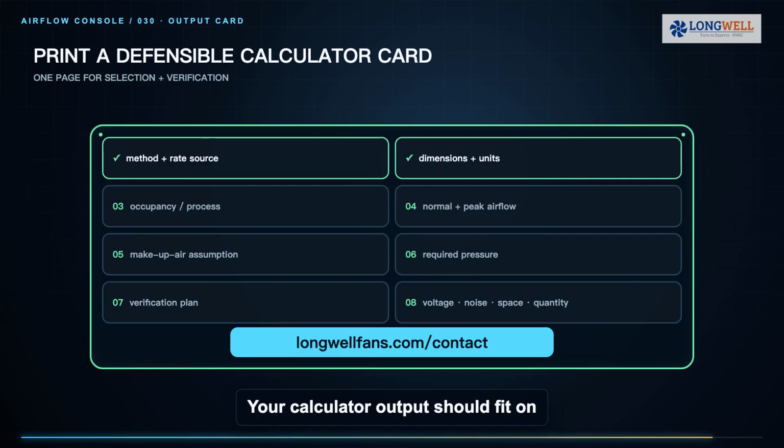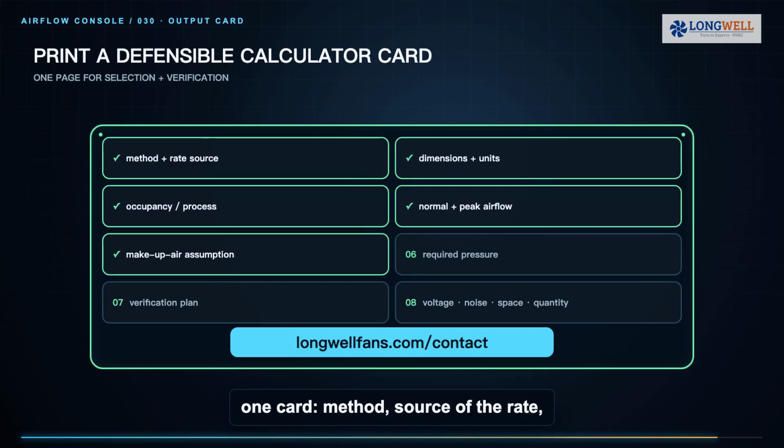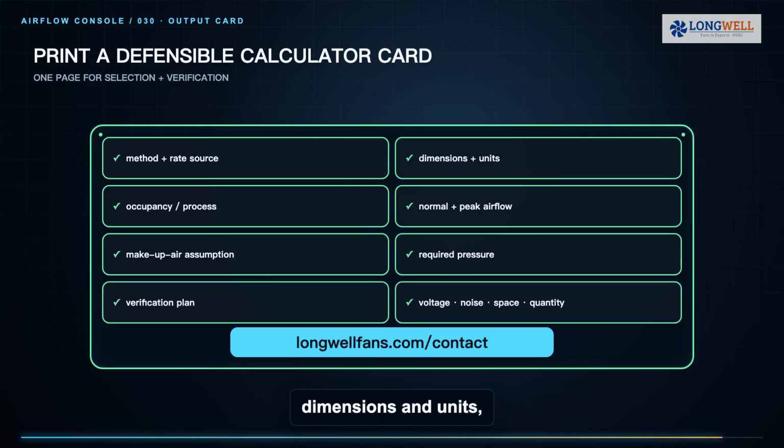Your calculator output should fit on one card: method, source of the rate, dimensions and units, occupancy or process inputs, normal and peak airflow, makeup air assumption, required pressure, and verification plan.